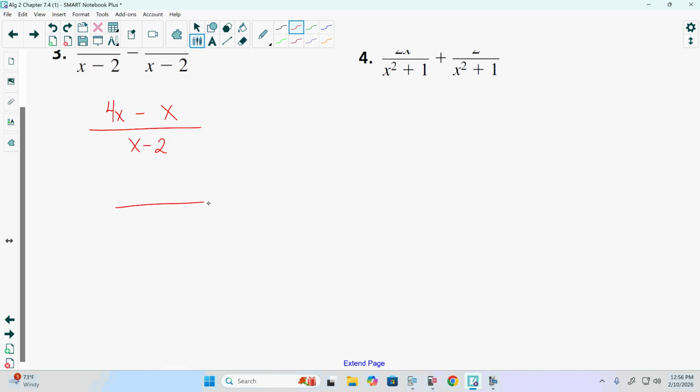Now, the numerators are like terms, yes? 4x and x. So what is 4x minus x? Almost 3x. Because 4x minus x would be 3x. We have 4 of them. We take 1 away. We should have 3 left.